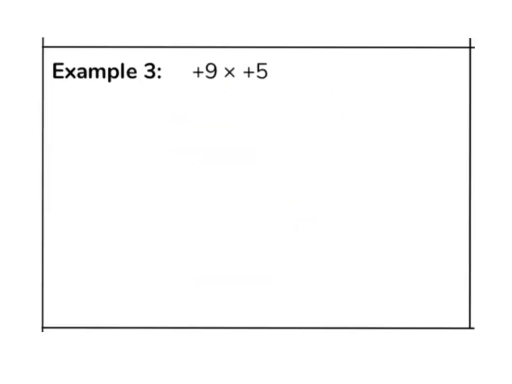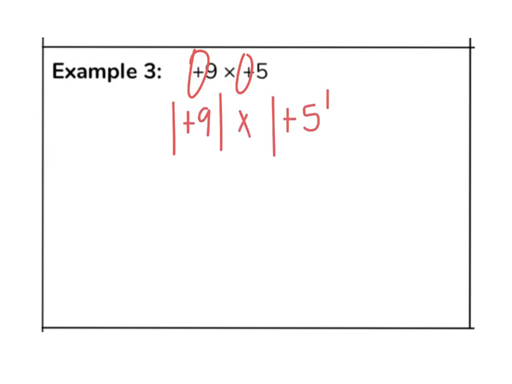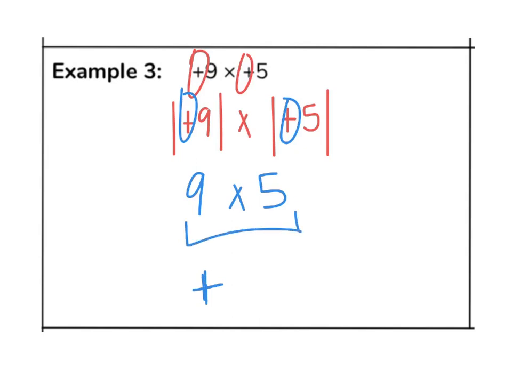If we take a look at example 3, again, I'm multiplying numbers with the same sign, so they're both positive. So I'm going to find the absolute value of positive 9 times the absolute value of positive 5. The absolute value of positive 9 is 9, times the absolute value of positive 5, which is 5. Since the signs are both the same, my answer is going to be positive. So I'm going to multiply 9 times 5. I would get 45. So my final answer should be positive 45.